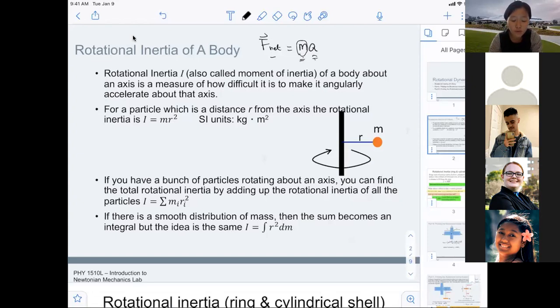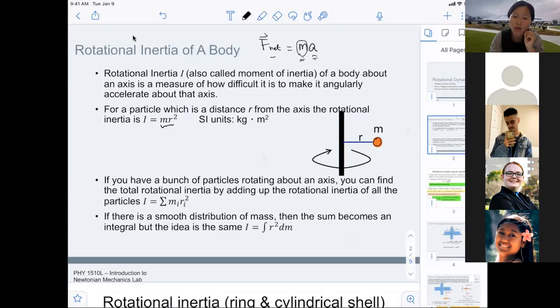So the definition for rotational inertia is actually simple enough to understand. It depends on both the mass and the radius that you're rotating with. Think about if you have a little mass on a string and you're rotating it around. What would make it really hard to rotate? The mass bigger or smaller? It makes sense to say the more mass it is, the harder it is to rotate.